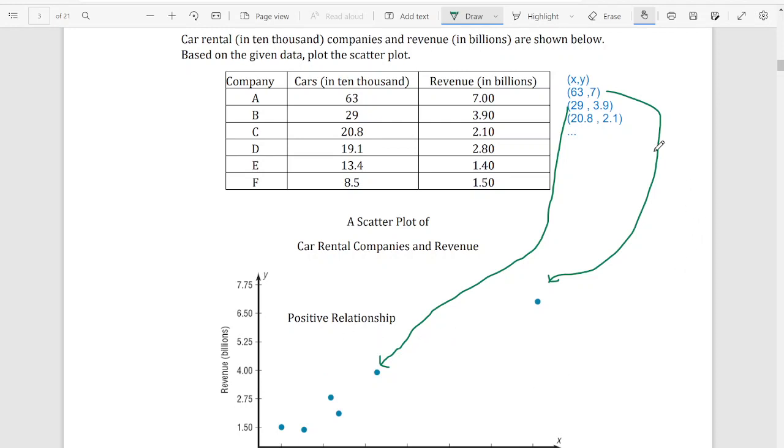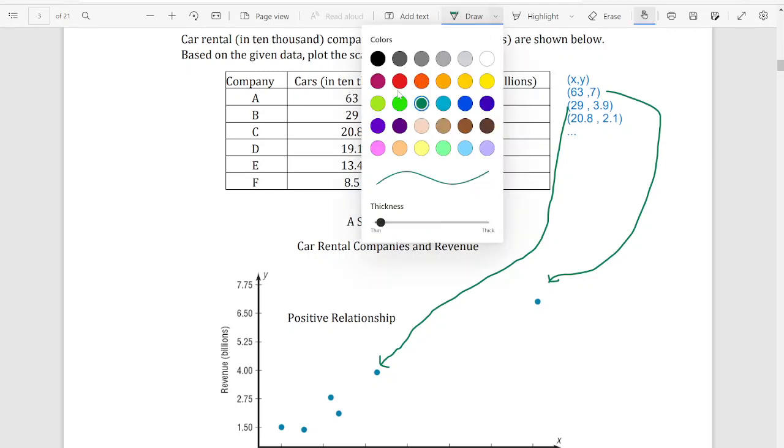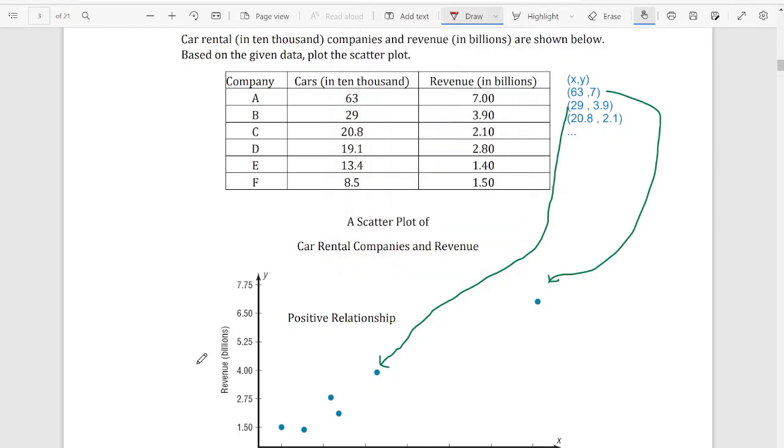So this is the scatter plot, and of course, remember that for the scatter plot, you must have several items in there. So you must have the labels correctly. So you have the labels for the X and Y. And then you have the title saying that this is scatter plot of car rental companies and revenue. And then you have the plot itself. Okay, that is the component of a scatter plot. And from the scatter plot itself, you can also identify the relationship, whether there exists a relationship or not. Okay, so kat sini ada relationship ke tak?